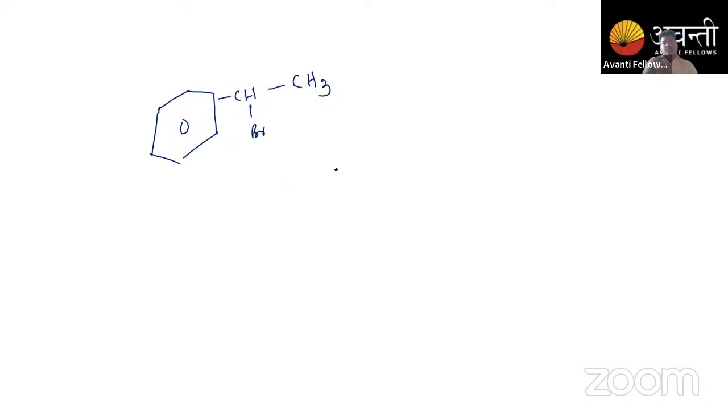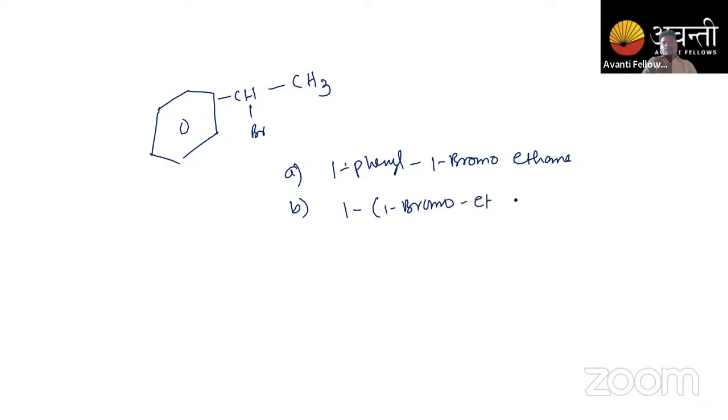I'm giving the options. Option A: 1-phenyl-1-bromoethane. And option B: (1-bromoethyl)benzene. Tell me, among these two, which is the correct answer, guys. Please mention in the chat box. If you are not mentioning, I am giving you B.